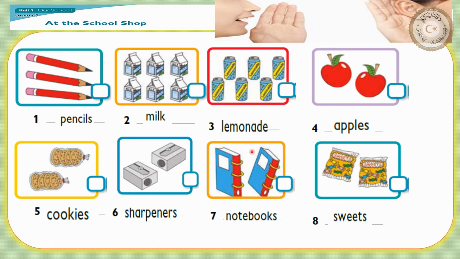Now, listen and point. Apples. Where's apple? Yes, this is apples. Pencils. Notebooks. Sharpeners. What about sweets? Can you point to cookies? Excellent.